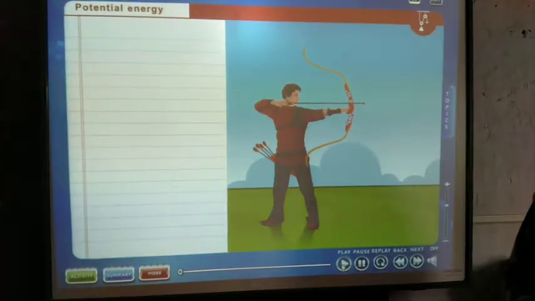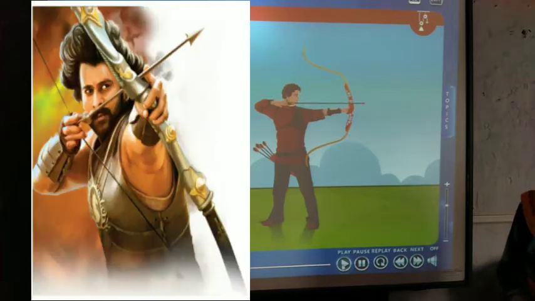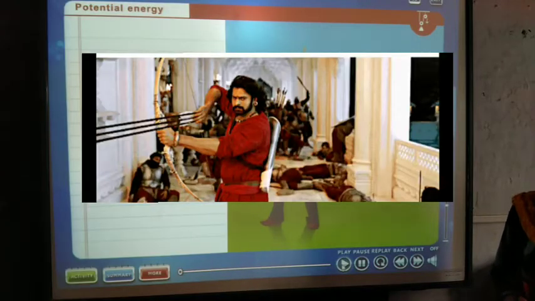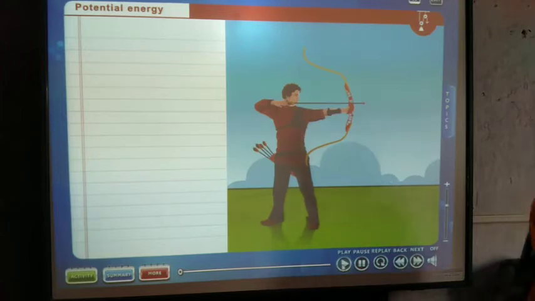You must have seen the Bahubali movie. Do you remember? In that movie, Bahubali was an expert in archery. He had a unique technique to propel 3 bows at the same time. So let's see some examples.